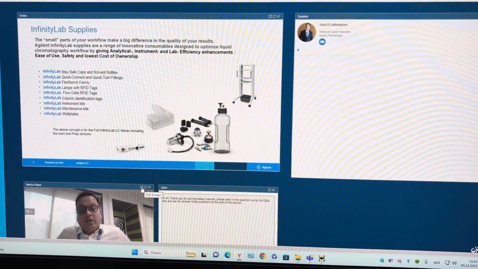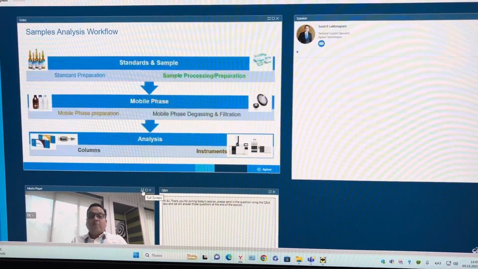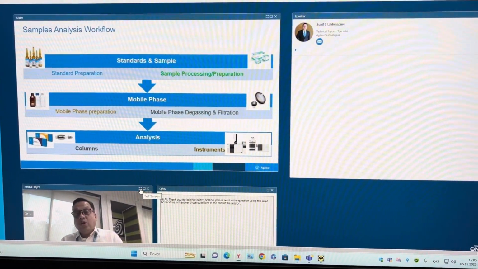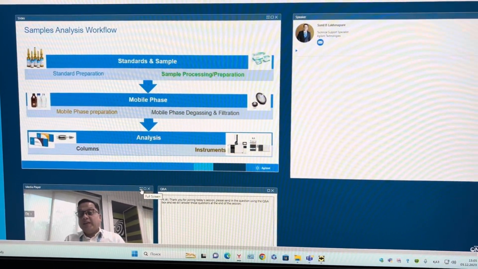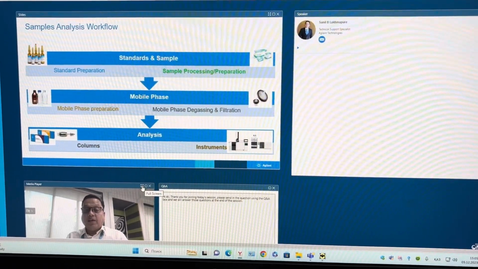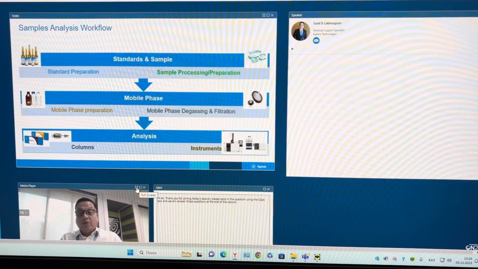So going ahead, if you start with respect to the workflow, all of you working in a lab will be very much familiar with this sort of workflow, where any analysis workflow of a sample includes the standard sample preparation. And when you talk about sample preparation, the most important part is working out with the sample.